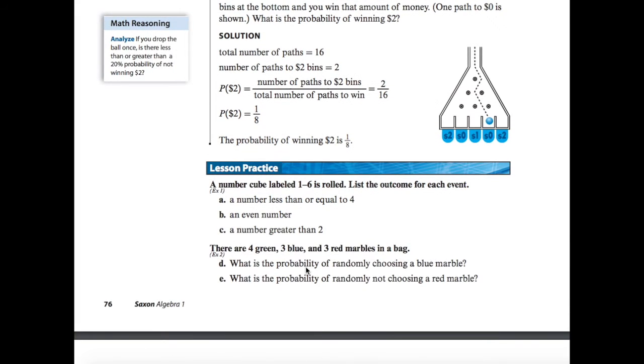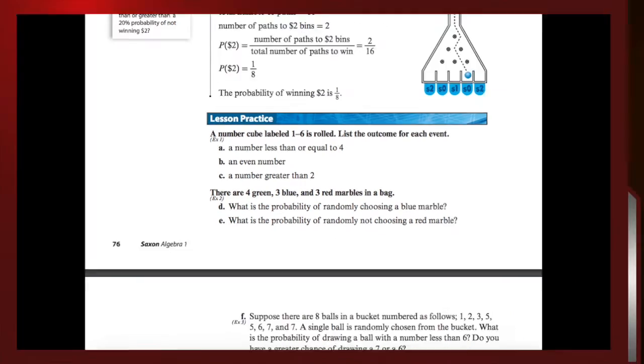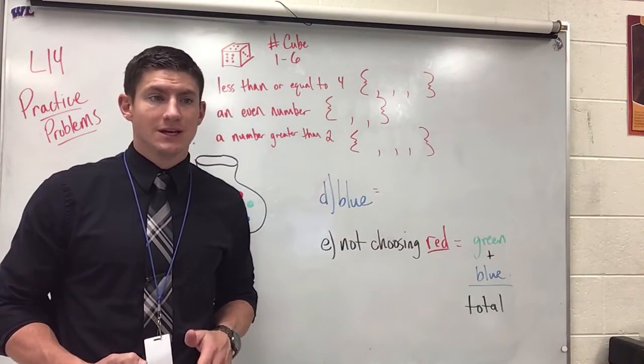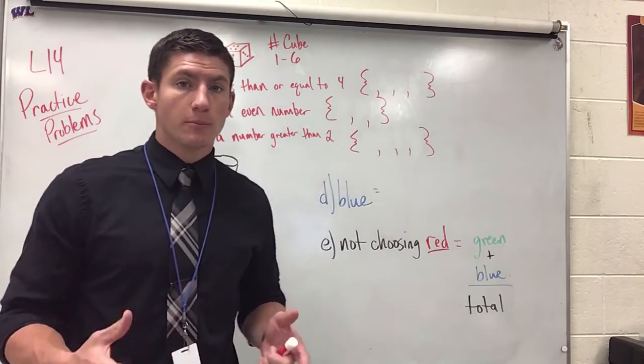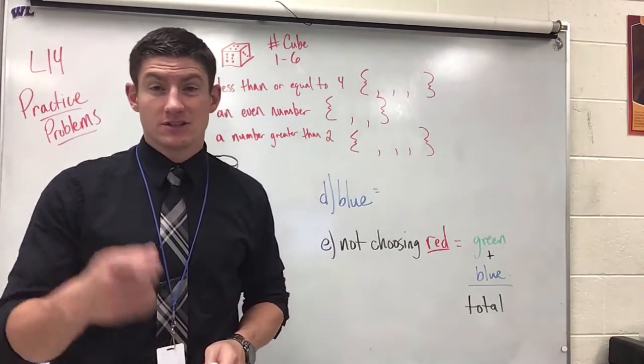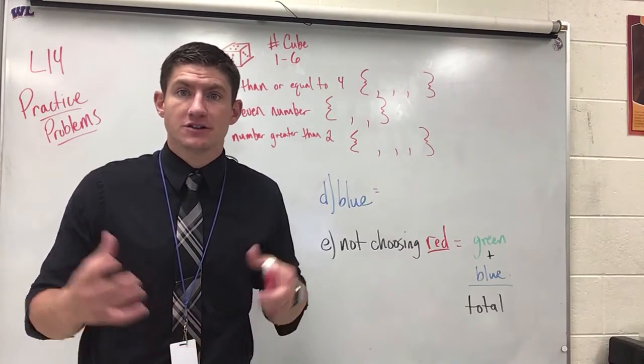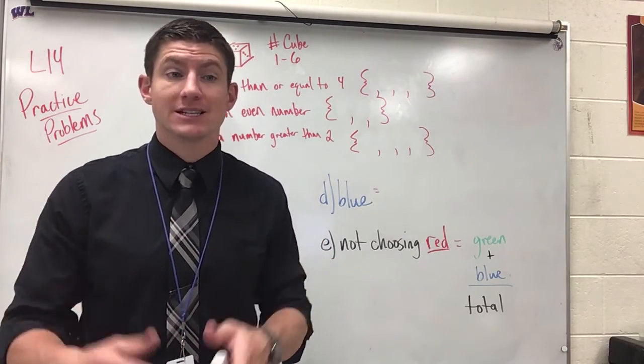Let's take a look at our practice problems to apply what we learned in each of the 4 different examples from today. Lesson 14, practice problems. Letters A, B, and C ask us to use a number cube. Mr. Shane's got one drawn right up here. Think about it as a dice. It's got numbers 1 through 6. It says list the possible outcomes for each event. Now here's how you're practicing identifying sample space.